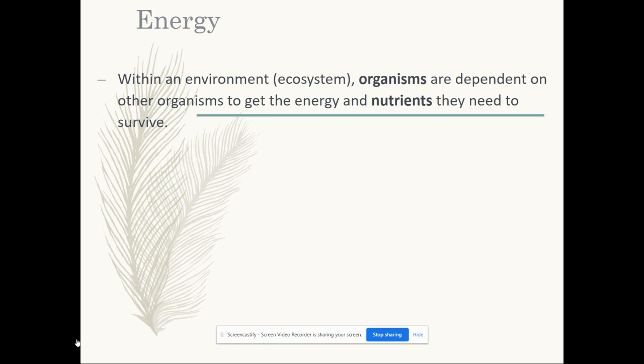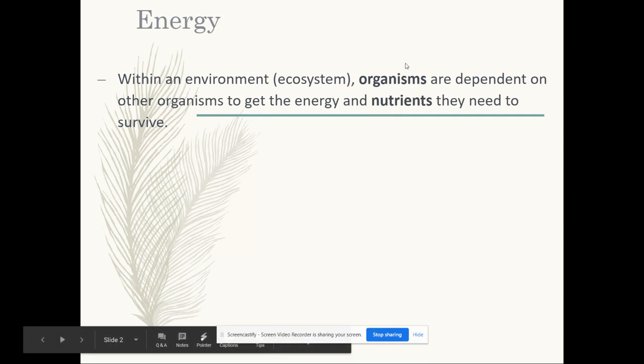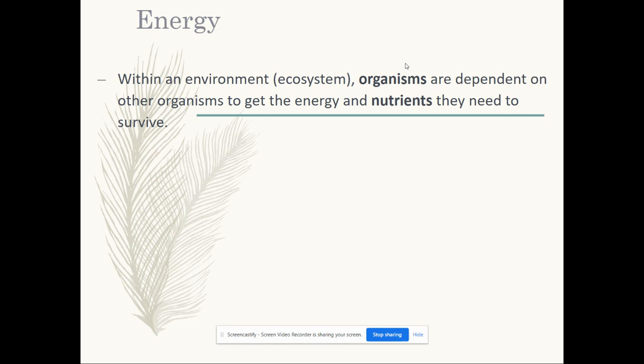Within an environment or ecosystem, organisms are dependent on other organisms to get the energy and nutrients they need to survive. Let's define the word organism. Organism is a term for living thing. This means an organism can be a plant, an animal, or a microscopic being. By microscopic being, that means you need a microscope to see them.